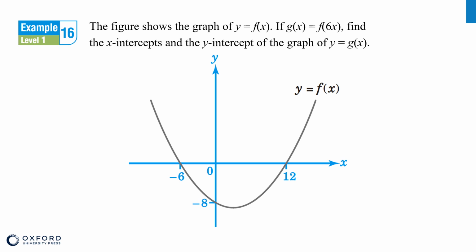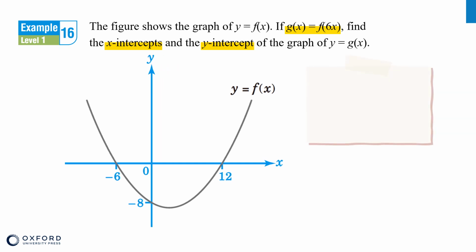In this video, we're going to find the x and y intercepts of a transformed graph. The figure shows a graph of y equals f of x. If g of x equals f of 6x, what are the x-intercepts and y-intercept of the graph of y equals g of x?